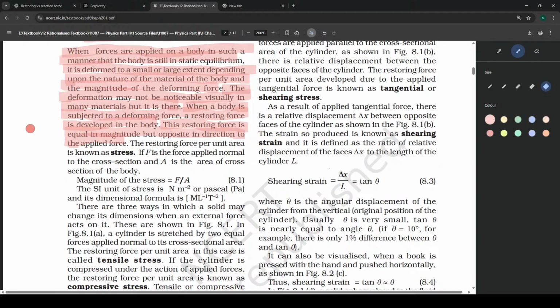It is at the time of equilibrium that this restoring force is equal and opposite in direction to the applied force. That is one of the main reasons why, when we stretch a spring, for holding it in that position, we need to apply a force continuously. That is because of the restoring force. This restoring force is equal in magnitude but opposite in direction to the applied force. The restoring force per unit area is known as stress. Okay, there's a very important point. The restoring force per unit area is known as stress.